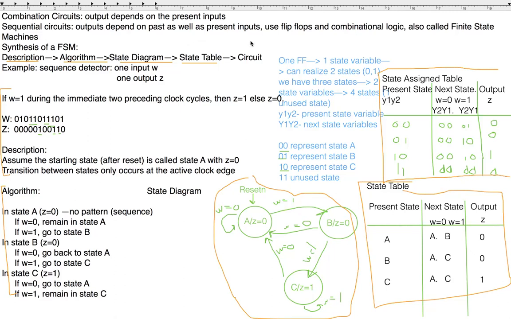And so let me just, finally, we're going to talk about the actual circuit. And the circuit we'll need to make equations from in order to know how to build it. So from this actual state assign table, we're going to make our equations from this.